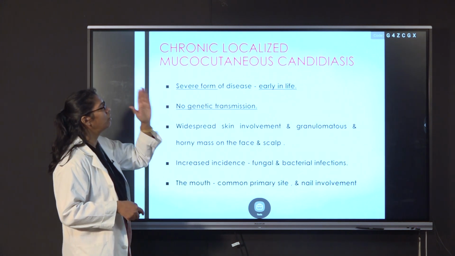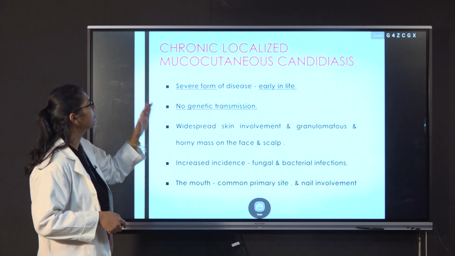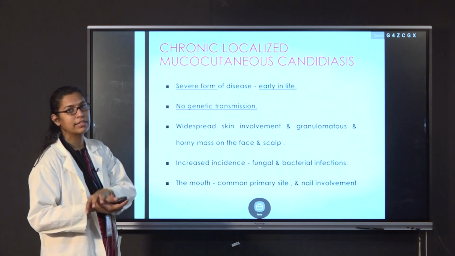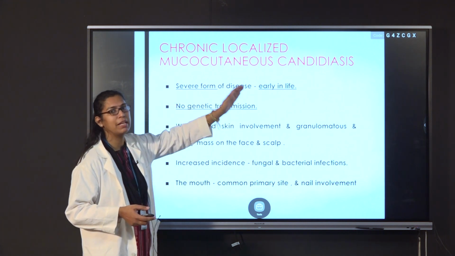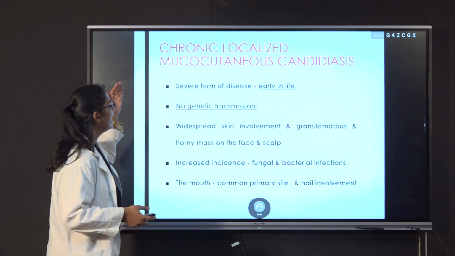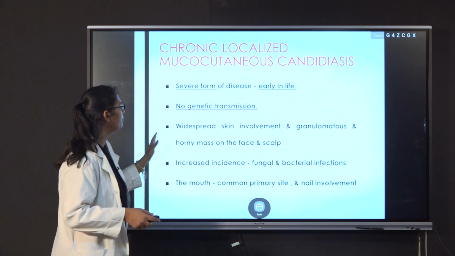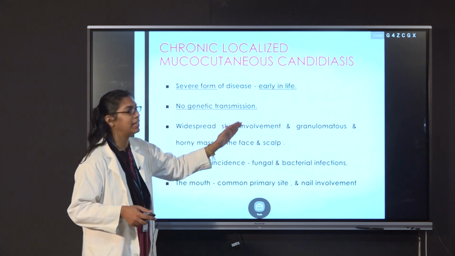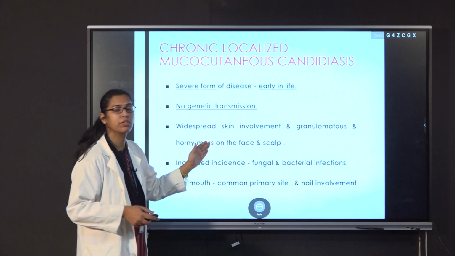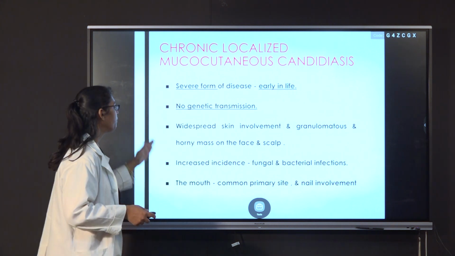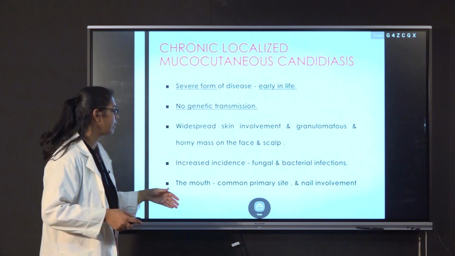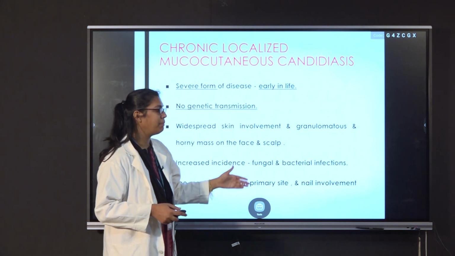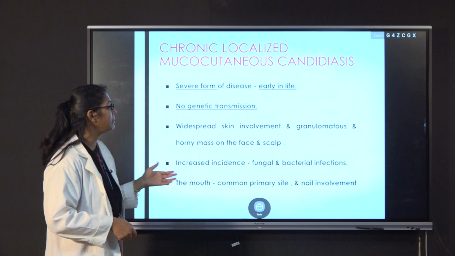Second is chronic localized mucocutaneous candidiasis, which is localized to one certain part of the body. It is a severe form of disease mainly seen in the early stages of life, and there is no genetic transmission. There is widespread skin involvement, and granulomatous and horny masses on the face and scalp are seen. Increased incidence of fungal and bacterial infections is seen. The mouth is a common primary site, and nail involvement can also be seen.